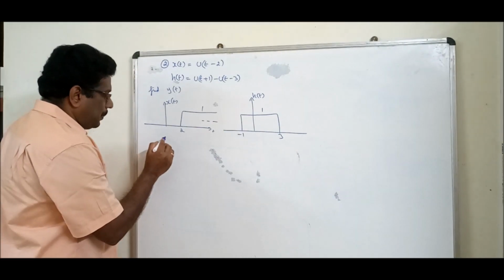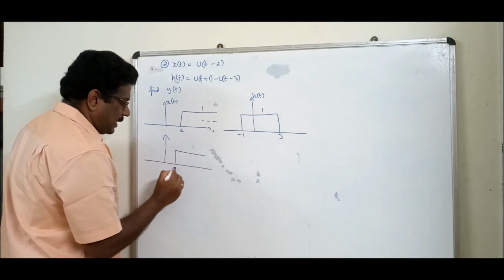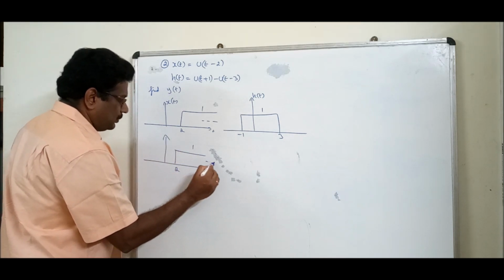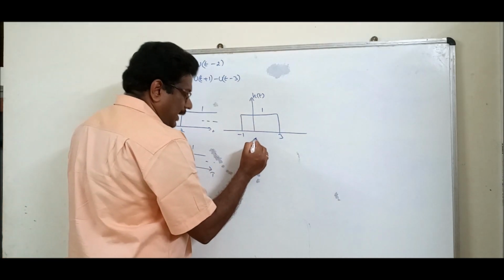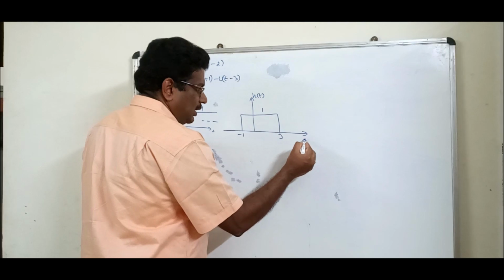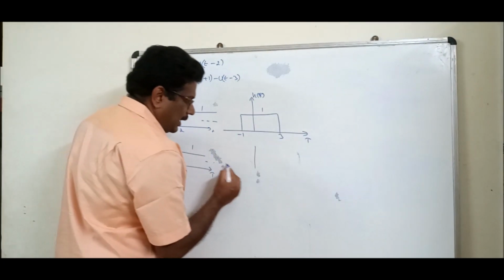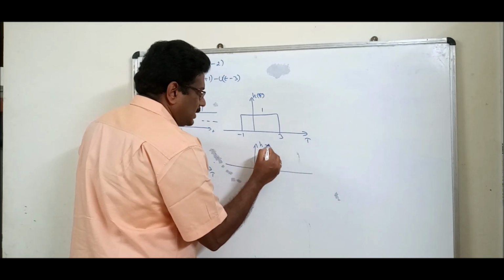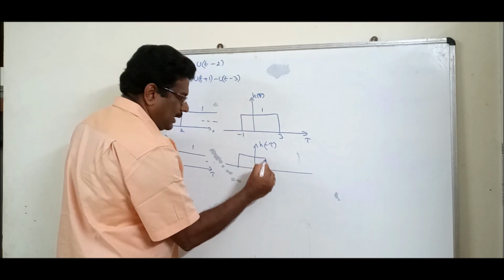Now, what are the preliminary modifications I have to do? Repeat the same sketch. It will become tau. This is x of tau. What about here? Here also you should do the same modification. t becomes tau. Then I have to do h of minus tau, which is nothing but reflection. Yes, it's ready.